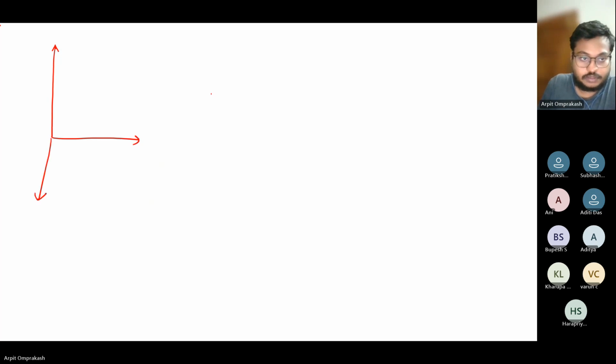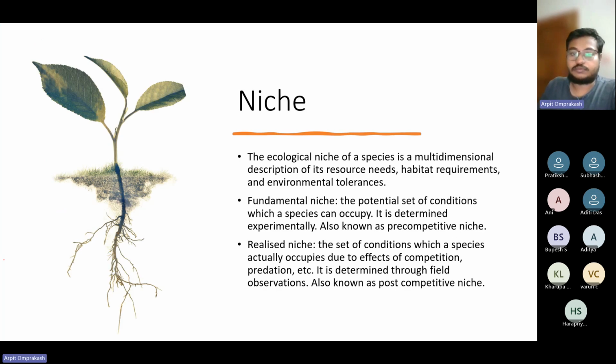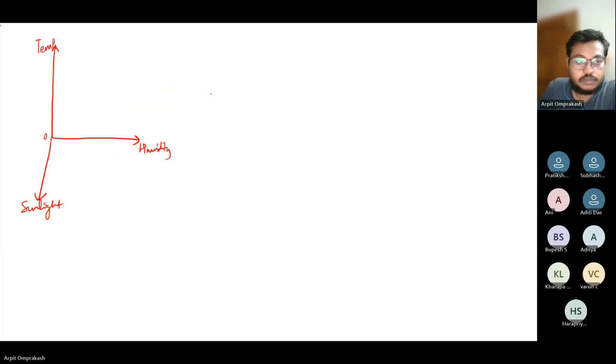So, for example, let's say we have three axes. One, we have temperature from low to high, so this is 0 or something. We have humidity, sunlight. Let's say we have a fourth axis also.